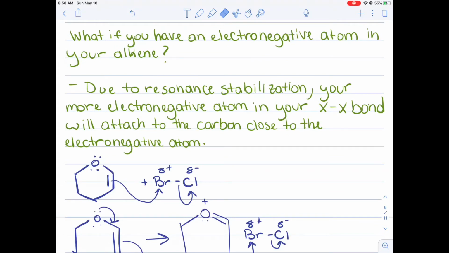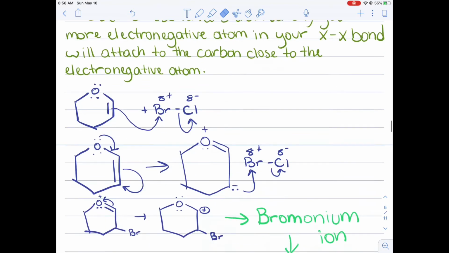What if you have an electronegative atom in your alkene? This is when you have to start thinking about resonance. Due to resonance stabilization, the more electronegative atom in your halide-to-halide bond will attach to the carbon close to the electronegative atom. So let's take a look at an example.